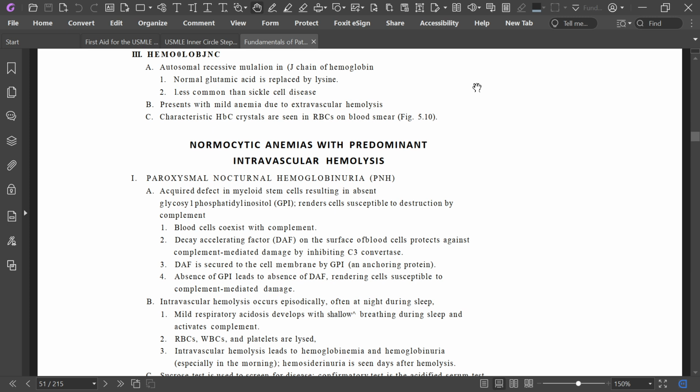Let's dive into PNH, paroxysmal nocturnal hemoglobinuria. Before jumping into PNH, first hear this murmur. Can you tell me the name of this murmur?